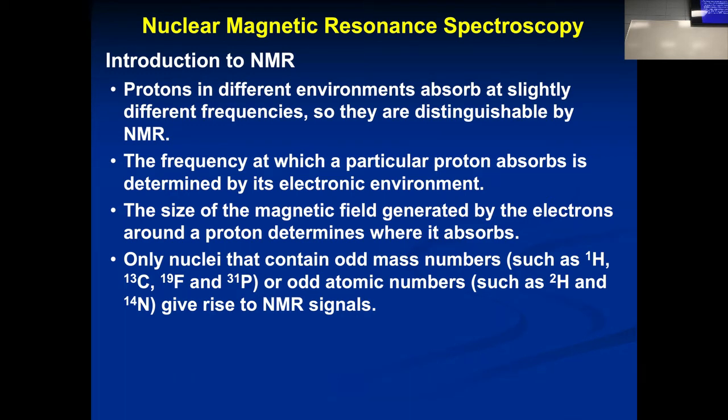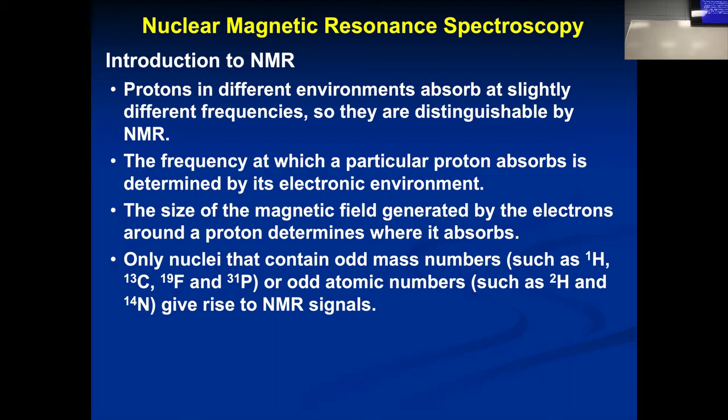The frequency at which a particular proton absorbs is determined by its electronic environment. Is it attached to something that's electronegative or not? If it's attached to something that's electronegative, it's going to be pulled to a higher number a little bit. The size of the magnetic field generated by the electrons around the proton determines where it absorbs. So if there's a lot of electrons around it, it's going to absorb differently than if there's fewer electrons around it.